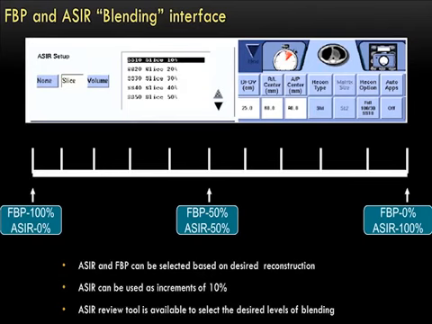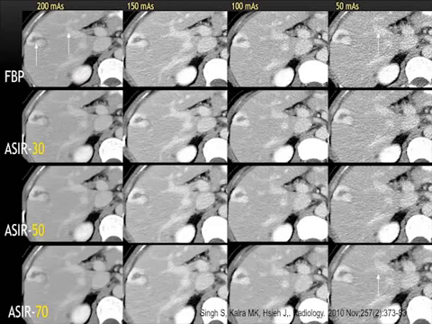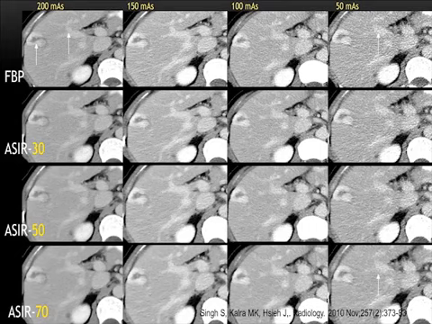So what this tool basically does is, if you want to pick up ASIR 30, you take 70% of filtered back projection. It's a very nice tool which gives your radiologist a choice to say where I am presently and how I can go with an increment of around 10% or so. And this is how it behaves when you use different ASIR settings.